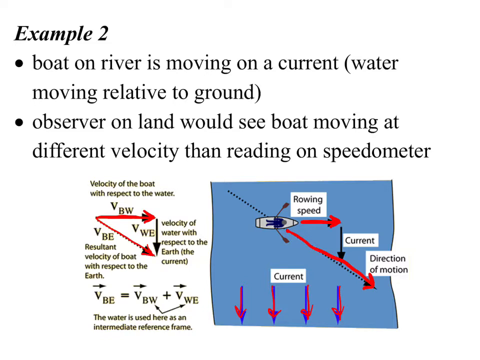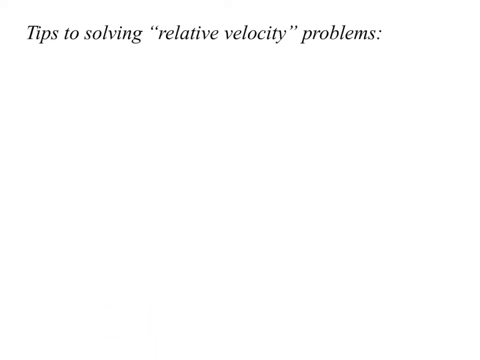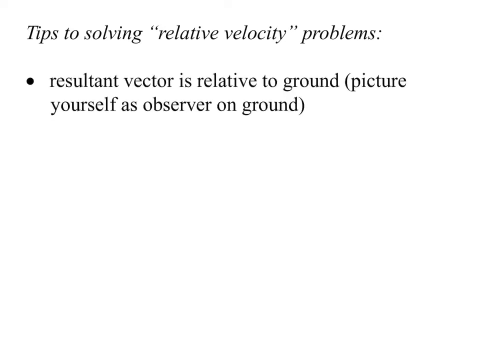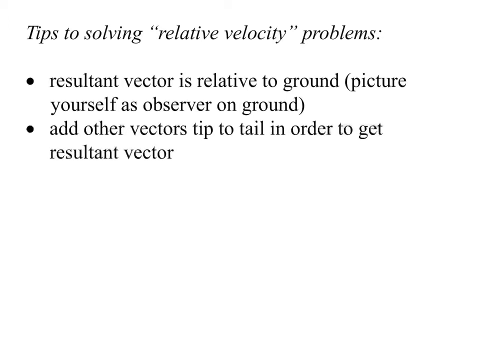Okay, so again, a lot of the time we're going to be looking relative to the ground and saying what's actually happening when we have a plane in wind, or we have a boat going on a river with current. Okay? So a few tips to solving these kind of problems. Remember, your resultant vector is relative to the ground. Okay? So always picture yourself as the observer, not the person on the boat, not the person on the plane, not the person in the car or the train. You are an observer on the ground.